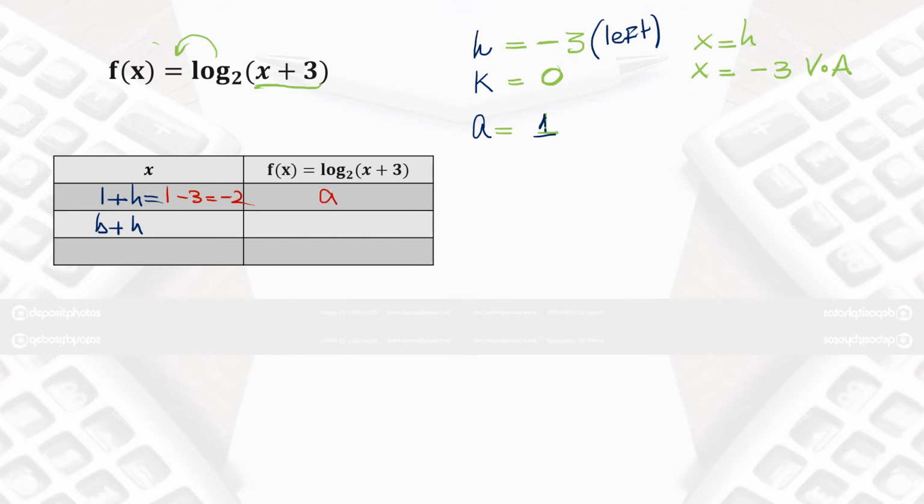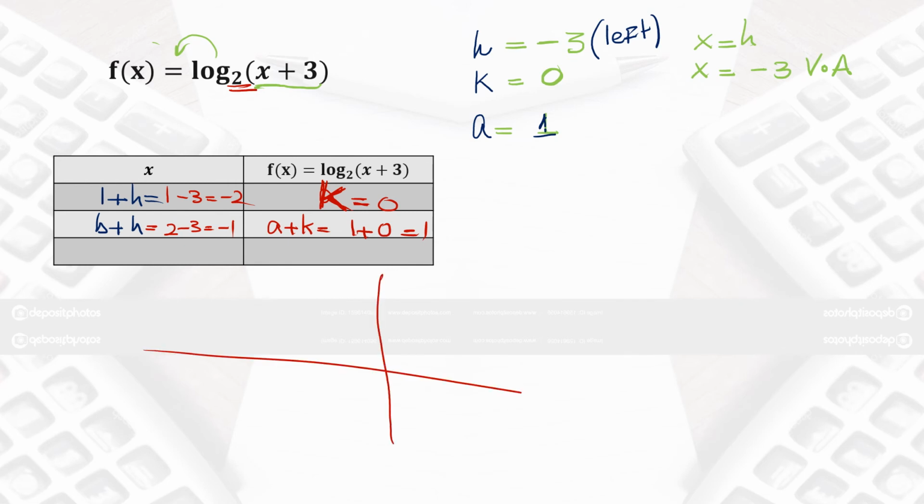The answer is your K. So what is your K? There is no K, it means the answer is 0. The second you will take b plus h. b is your base, that is 2. h is negative 3, so the answer is negative 1. So the y value at this point is always a plus k. Here a is 1 and k is 0, so that is your one answer.